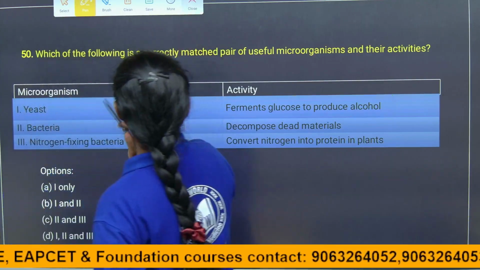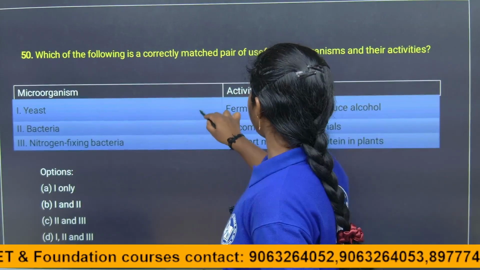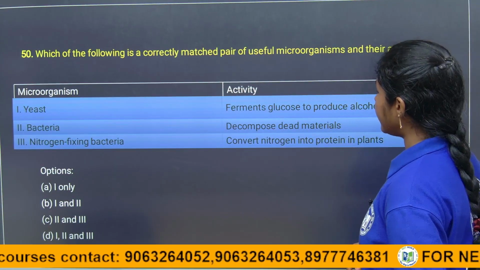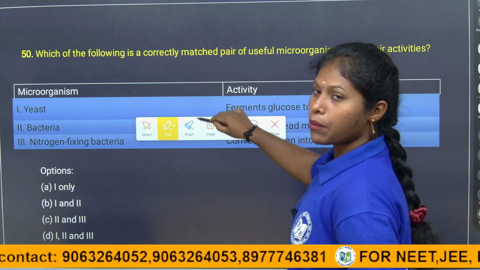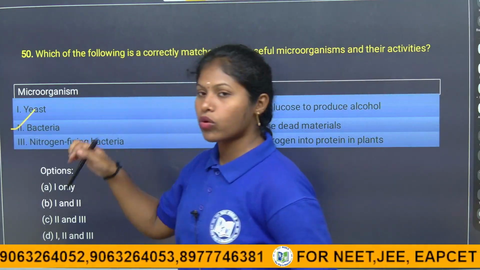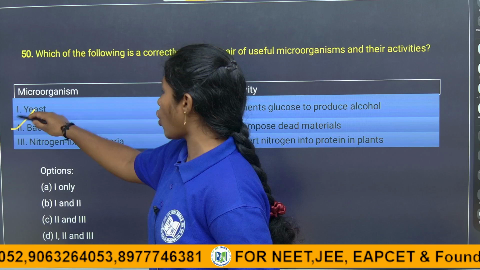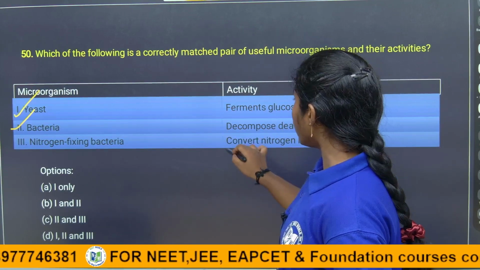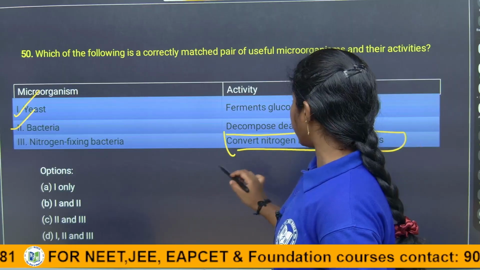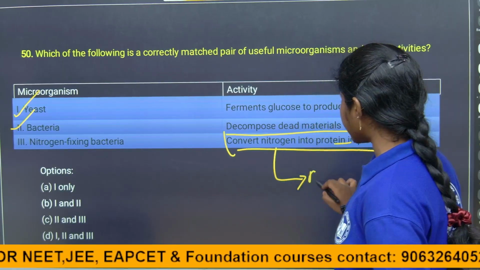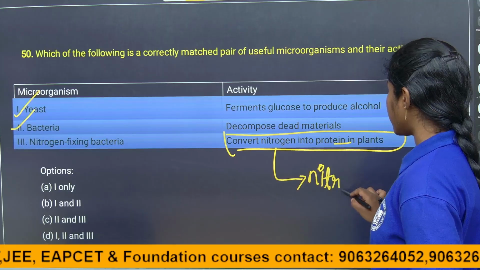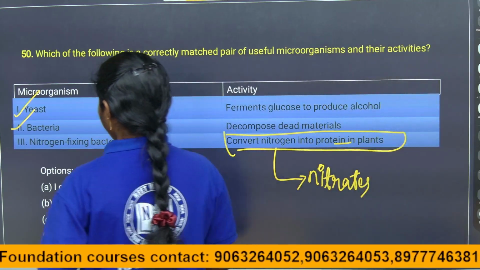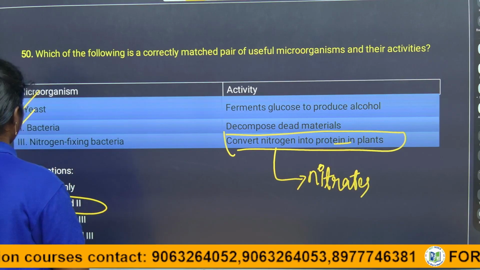Here is the correct answer, children. They are asking for the correctly matched pair. One is correctly matched. Coming to the bacteria, it decomposes dead materials. Of course, when decomposition is happening, bacteria play a key role in the decomposition. So the first and second options are correct. A nitrogen fixing bacteria converts nitrogen into nitrates, which is an absorbable form for plants. So 1 and 2 are the correct answer for this question.